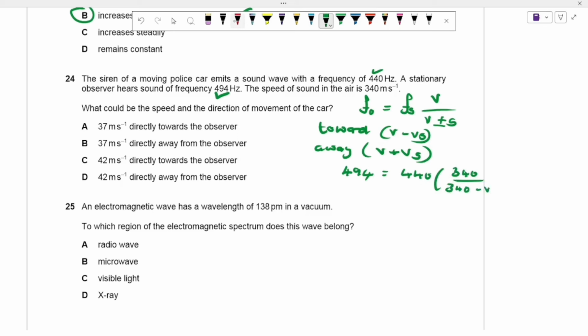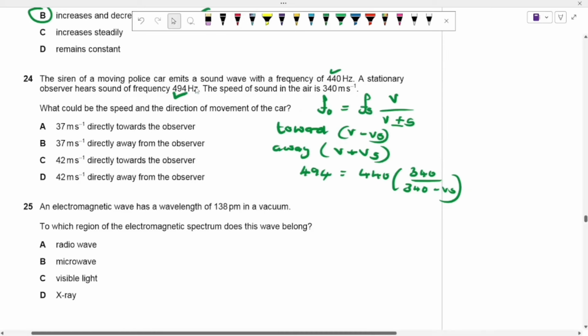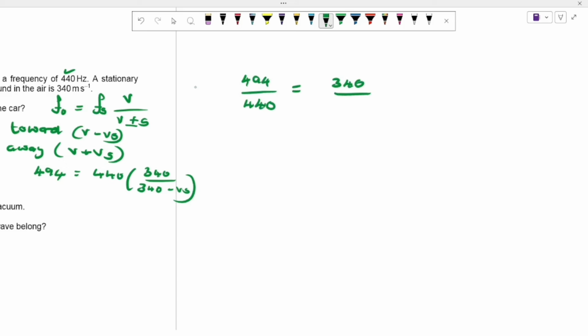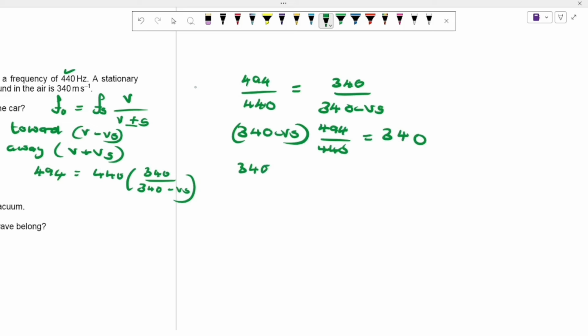minus Vs. So if I were to look at this, I have 494 divided by 440 being equal to 340 divided by 340 minus Vs. So I'm going to have 340 minus Vs multiplied by 494 divided by 440 being equal to 340. So it basically means that 340 minus Vs should be equal to 340 divided by 494 divided by 440.